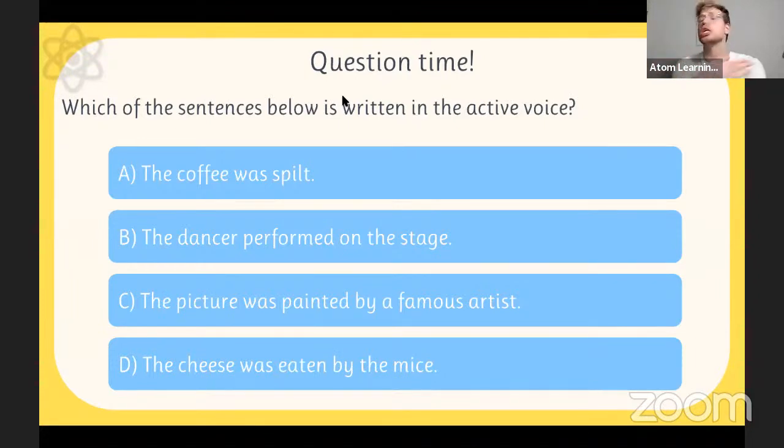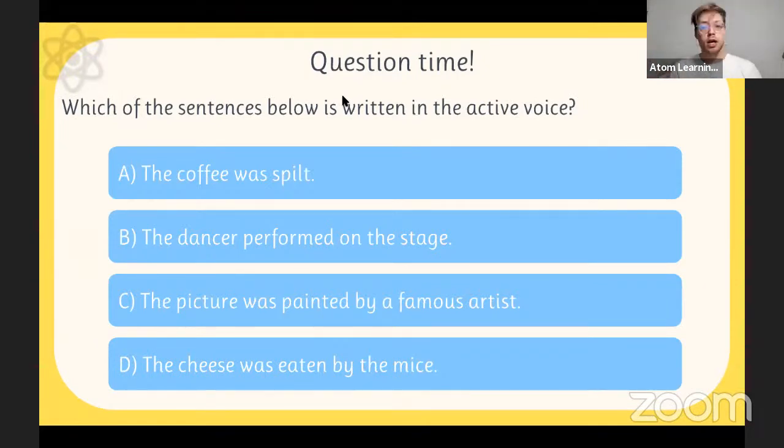But for completeness, for a holistic educational journey, the picture was painted by a famous artist. The picture is not the one performing the action. It's coming before the verb, so we know that it's got to be the subject because it comes before the verb. The picture was painted. It's not performing the action, so it's got to be the passive voice.